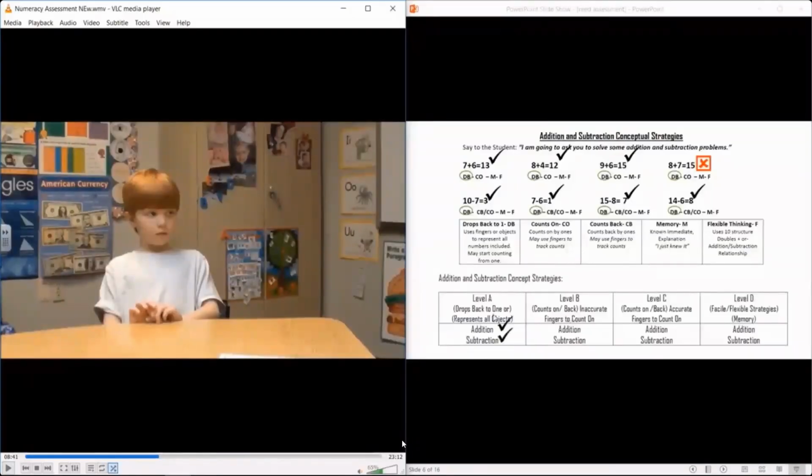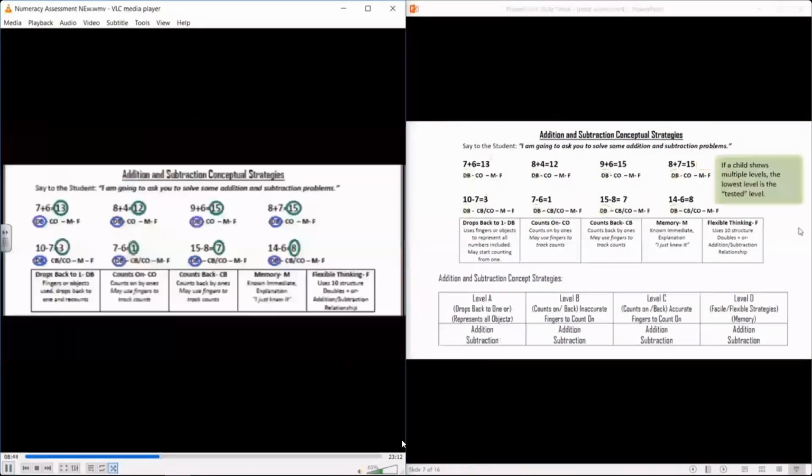So if we take a look at him, he was a level A for addition and subtraction. He's constantly re-representing and recreating every problem with his fingers. And we're going to look at another student now. Remember, if a child shows multiple levels, the lowest level is tested. We've yet to see a child show multiple levels.